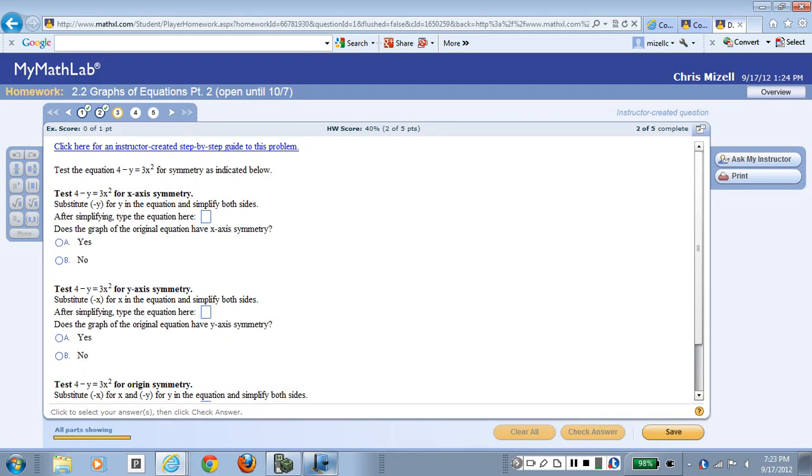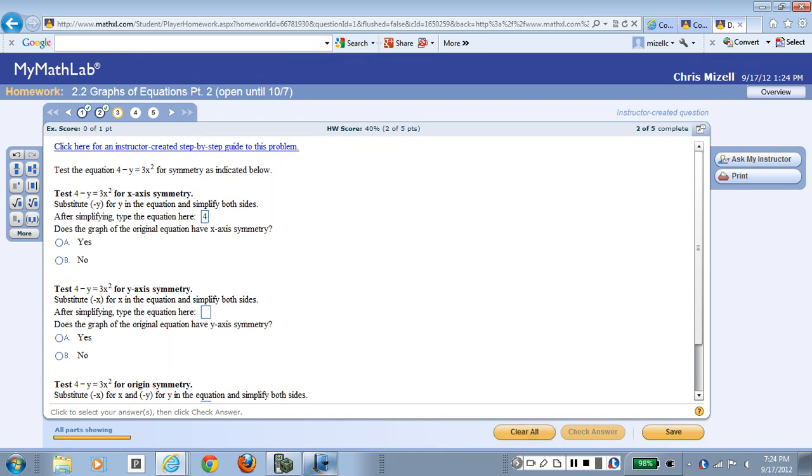Test the equation for symmetry. Kind of have the idea which of the three types of symmetry 4 minus y equals 3x squared is going to have. The x squared term tips us off to the fact that it's going to have y-axis symmetry. If it also had a y squared term, it might also have x-axis symmetry. But I'm thinking this is going to have y-axis symmetry.